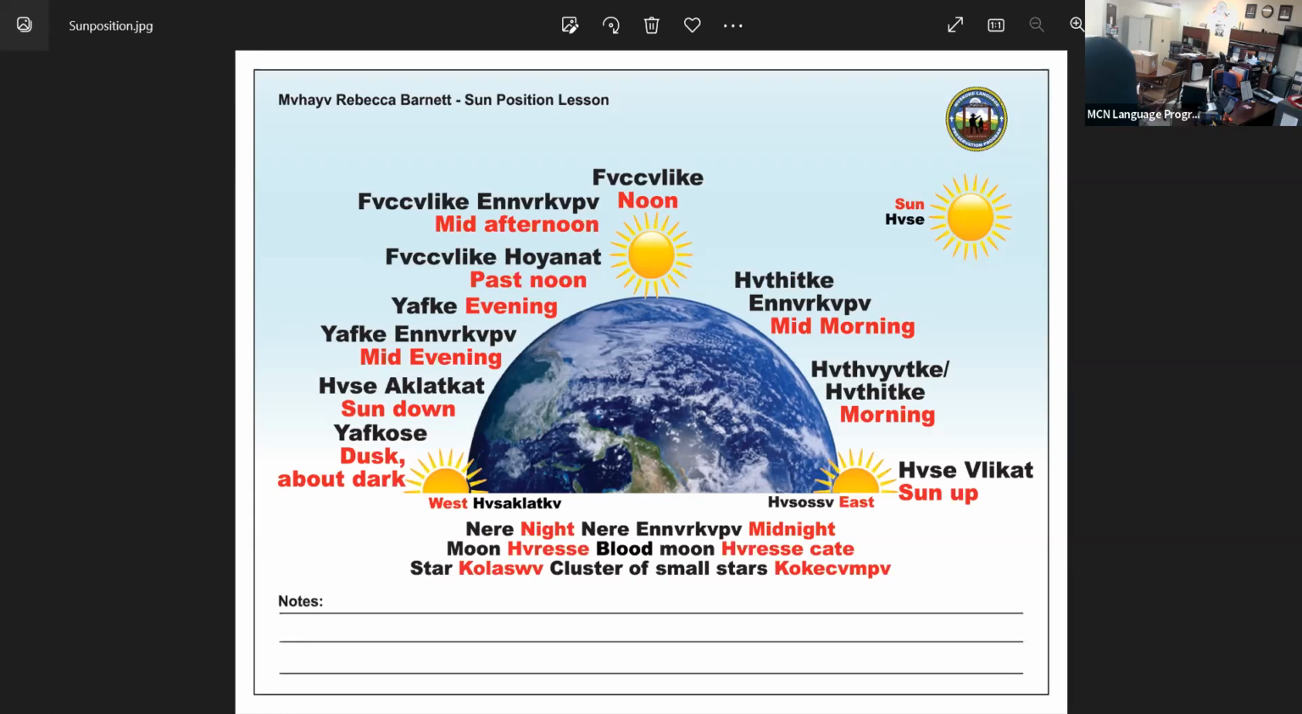Star, Golaswa. And those little clusters of stars that you see, they're not called Golaswa, they're called Gugojamba. Any questions? We'll go through this, and we'll use sentences with this. There's a difference between the stars. Golaswa is the big shiny ones. The little bitty ones that are scattered are called Gugojamba.